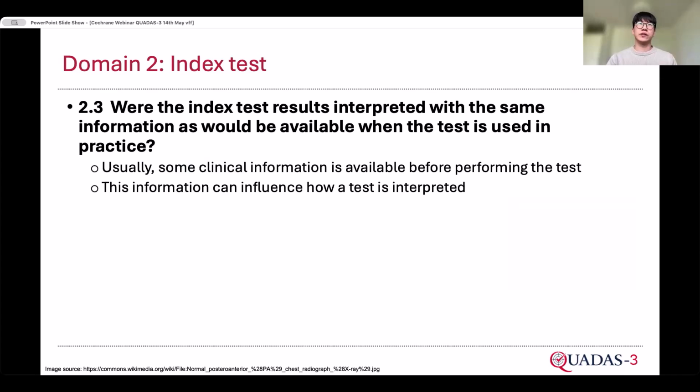And the other new signaling question is about whether the same information was available to the test interpreters when the test is used in practice. Usually, at least some clinical information is available before performing a particular test. And this information, of course, can influence how a test is interpreted.